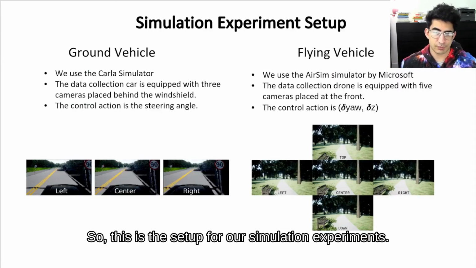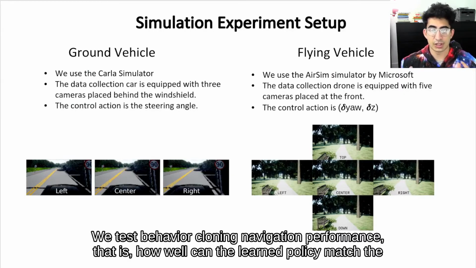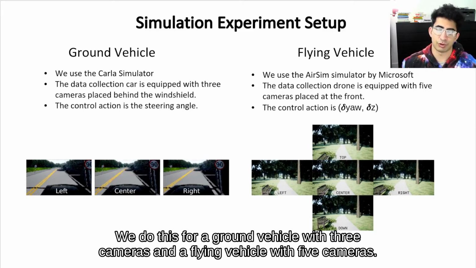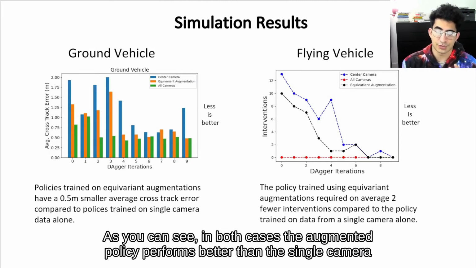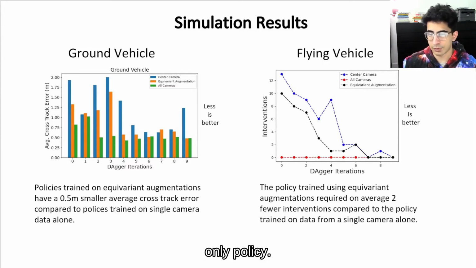So this is the setup for our simulation experiments. We test behavior cloning navigation performance, that is, how well can the learned policy match the expert trajectory. We do this for a ground vehicle with 3 cameras and a flying vehicle with 5 cameras. Here are the results of those experiments. As you can see, in both cases, the augmented policy performs better than the single camera only policy.